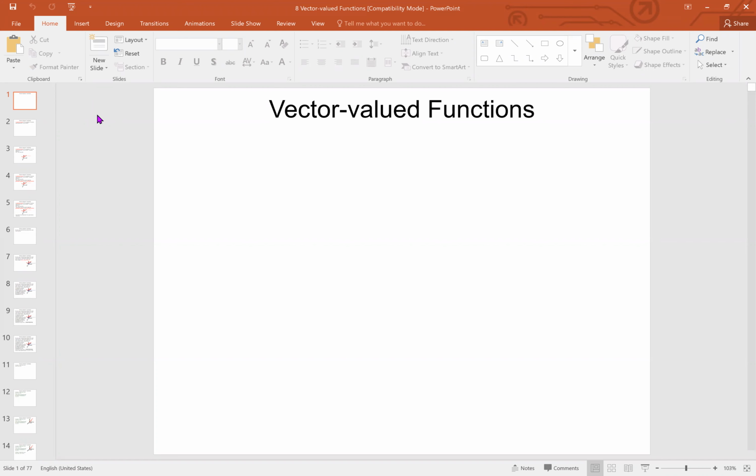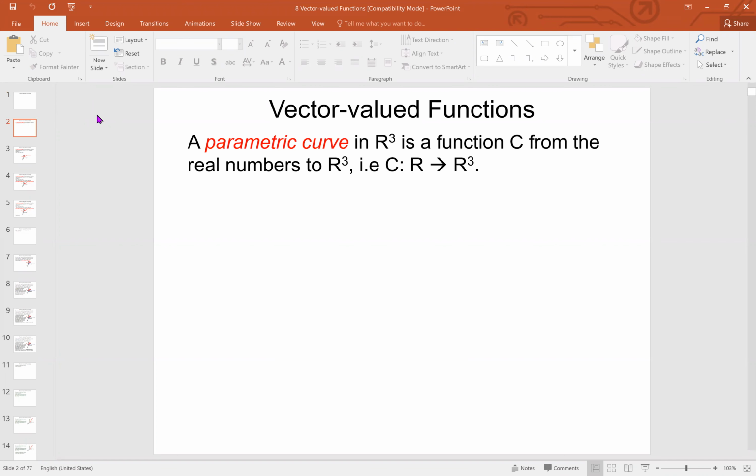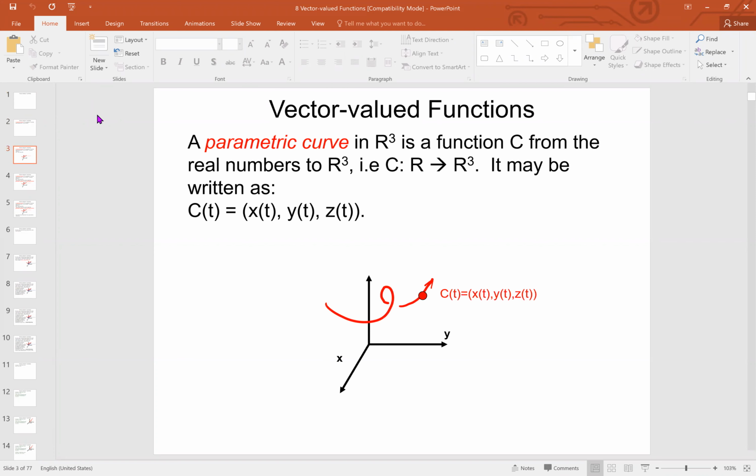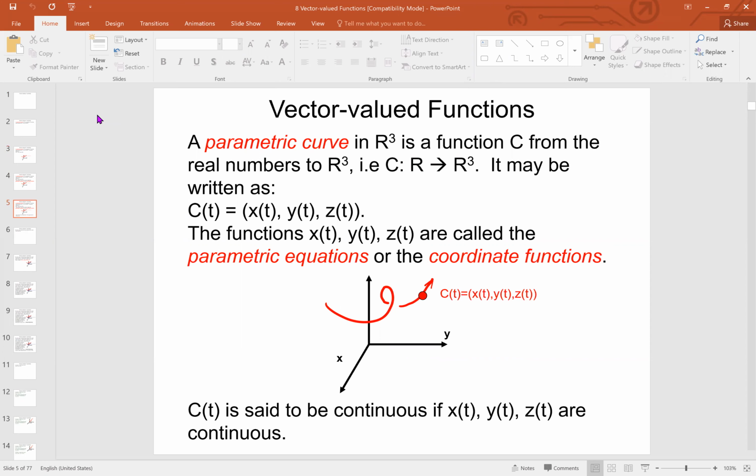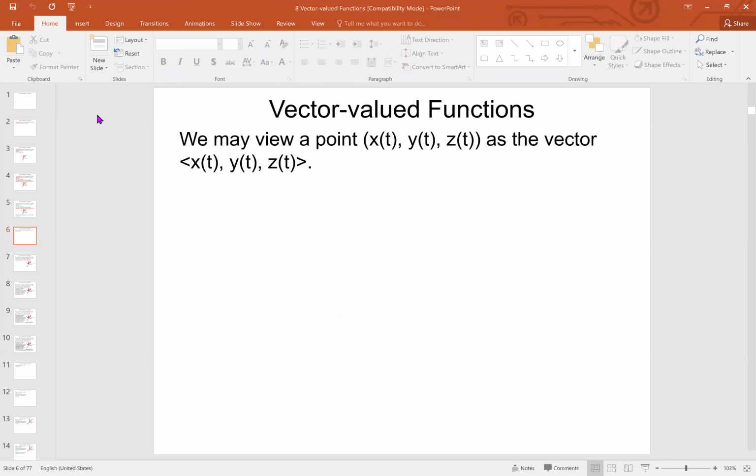To recall parametric equations, we have a parametric curve, so we have a point floating in space, a red dot, and I can track it using time as the parameter. I can track the positions x(t), y(t), z(t), and these are called parametric equations, or coordinate functions. We say the curve is continuous if every one of the components is continuous.